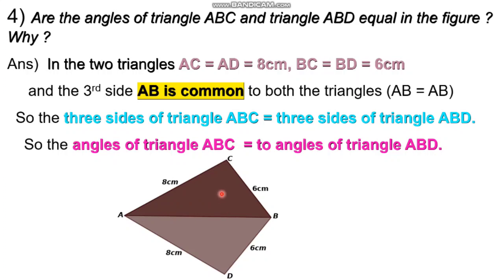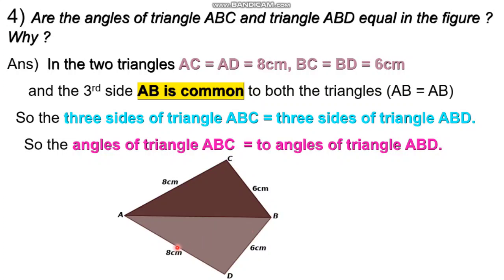AB is a side of triangle ABC and AB itself a side of triangle ABD. That means these two sides coincide. We can see only one side, isn't it? So we can write AB is equal to AB. Now we got one more pair of equal sides. That means the three sides of triangle ABC are equal to the three sides of triangle ABD. So the triangles are equal triangles. So the angles of triangle ABC and the angles of triangle ABD are equal.